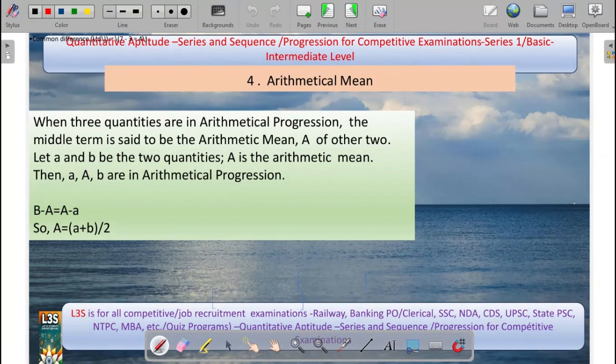Arithmetical mean. When three quantities are in arithmetical progression, the middle term is known as the arithmetical mean of the other two. Let a and b be the two quantities, and A is the arithmetical mean. Then a, A and b are in arithmetical progression, and A equals a plus b by 2.